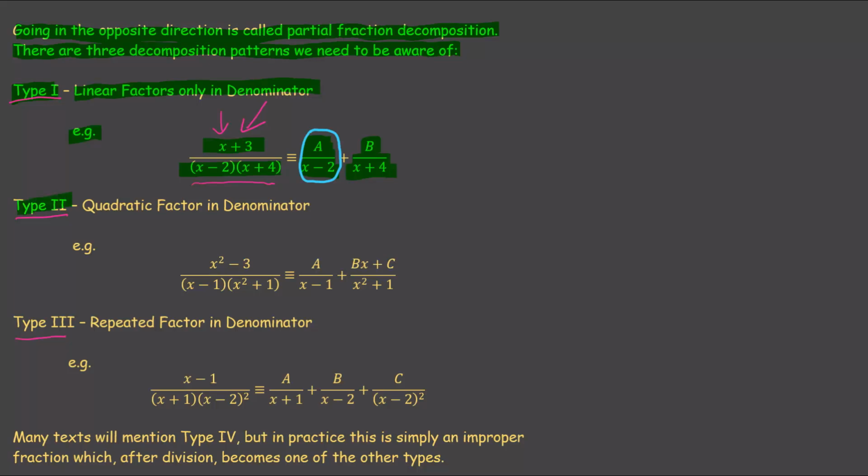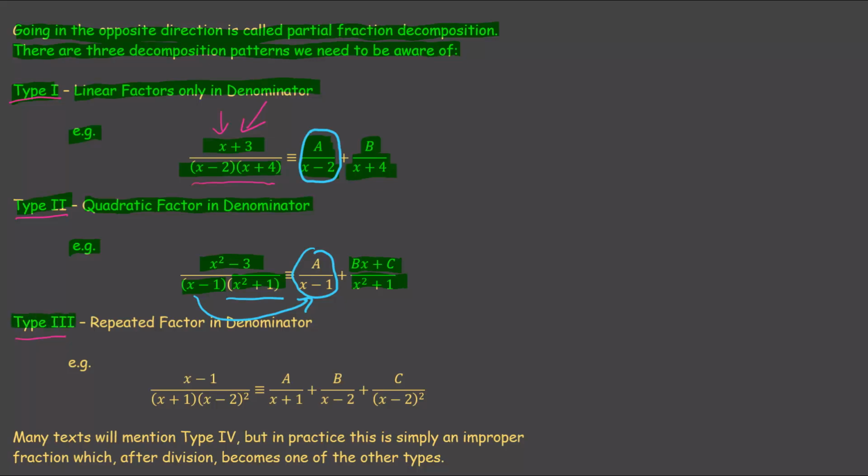Type 2 is where we have a quadratic factor in the denominator. So the example I've got here is x squared minus 3 over x minus 1, x squared plus 1. The x squared plus 1 being a quadratic factor. Note the linear factor is dealt with in the same way as up in the type 1. That's how we always deal with linear factors. But note the quadratic factor. That's bx plus c over x squared plus 1. So that's how we deal with a quadratic factor.